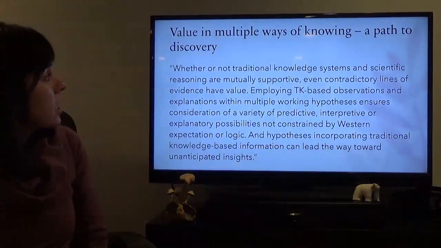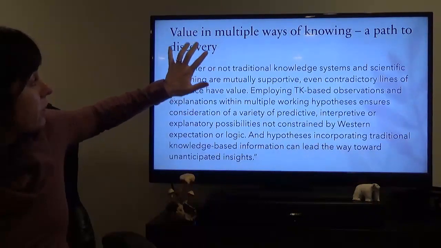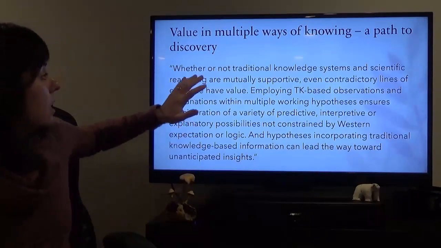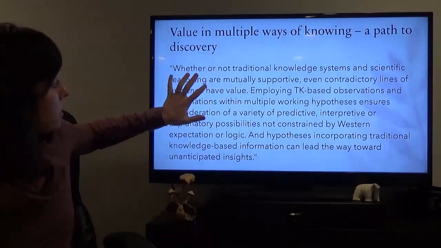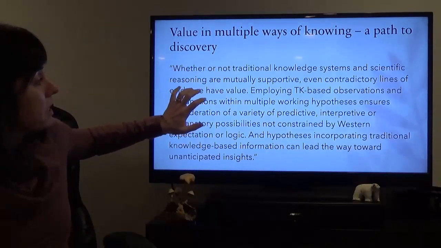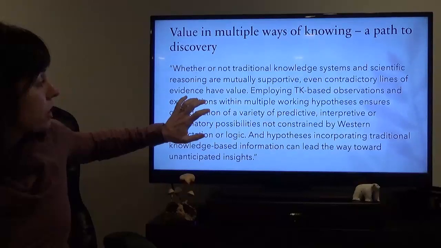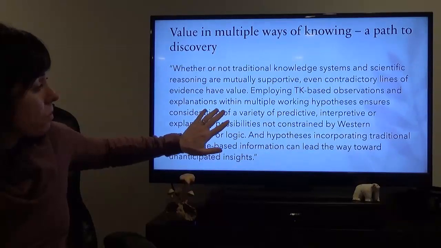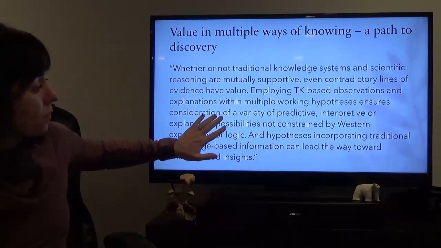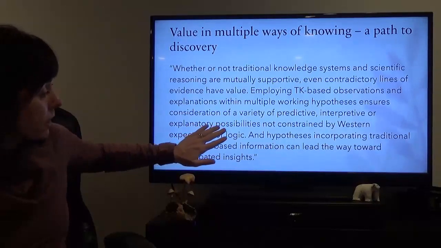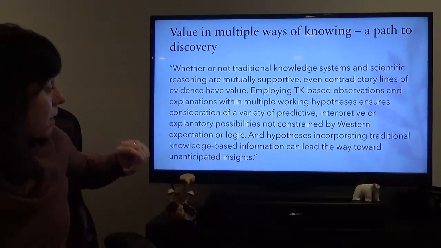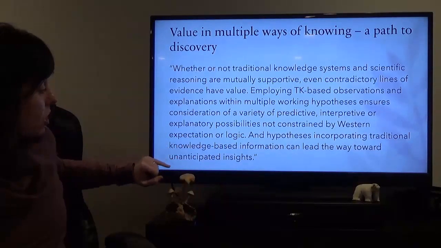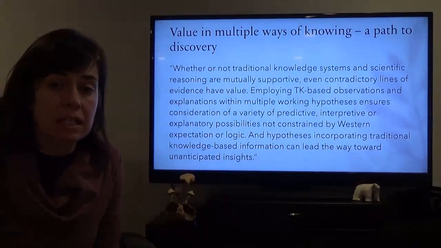And so I just really want to exemplify or reiterate the value in multiple ways of knowing. This is really a path to discovery. This is a quote from the paper that I shared with you. Whether or not traditional knowledge systems and scientific reasoning are mutually supportive, even contradictory lines of evidence have value. Employing TK-based observations and explanations within multiple working hypotheses ensures consideration of a variety of predictive, interpretive, or explanatory possibilities not constrained by Western expectation or logic. And hypotheses incorporating traditional knowledge-based information can lead the way to unanticipated insights.